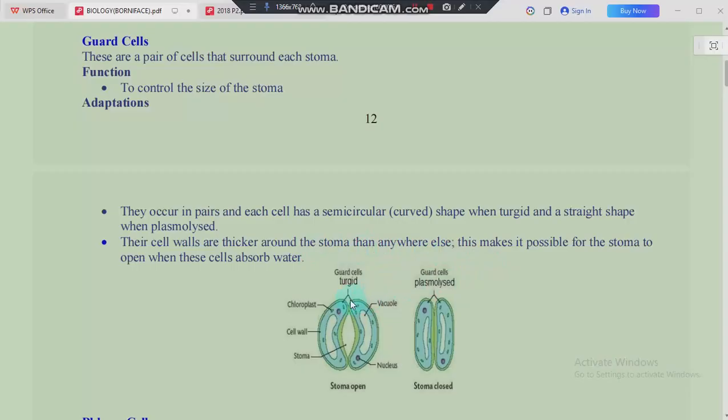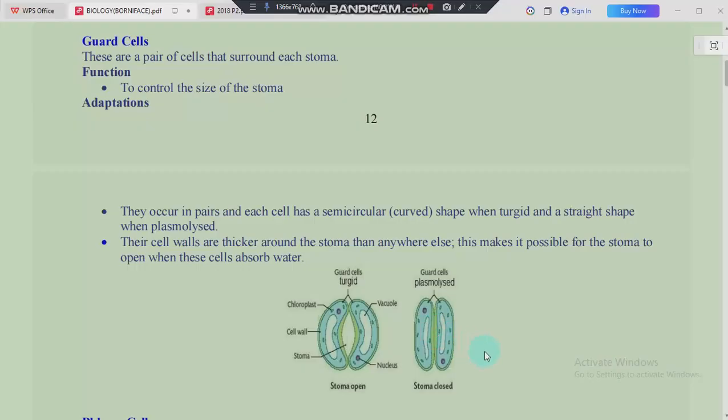So we are able to see our guard cells, which control the opening and closing of the stoma. And then we have our stoma there in the middle. So when this guard cell becomes turgid, when it gains water, it's going to open the stoma. But when it loses water, it becomes plasmolized, meaning it is going to close the stoma.